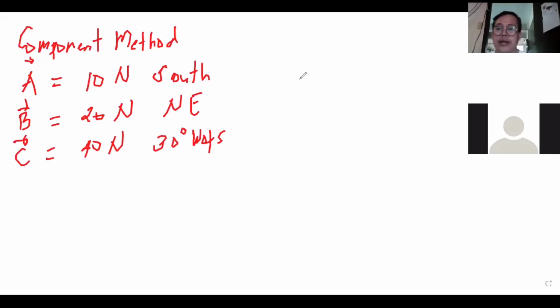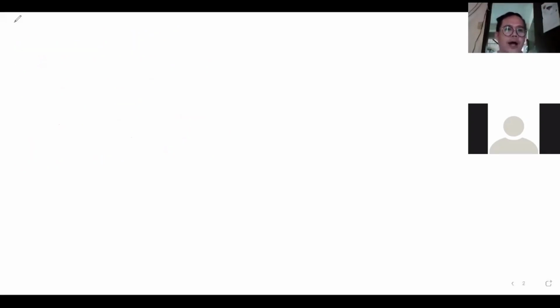All right, so let's do it step by step. Let's have the first step. Again, 10 Newton south, 20 Newton northeast, and 40 Newton 30 degrees west of south. The first step is number 1: draw the vectors.